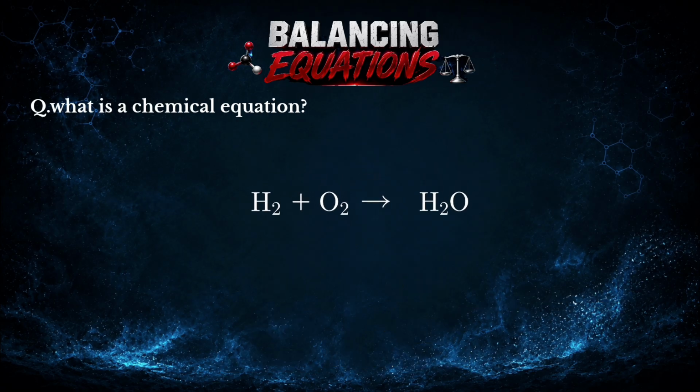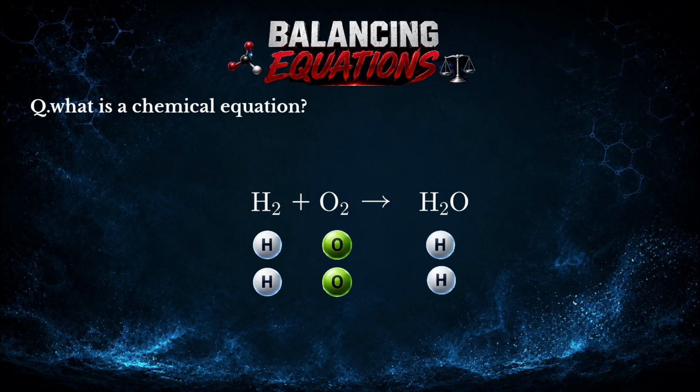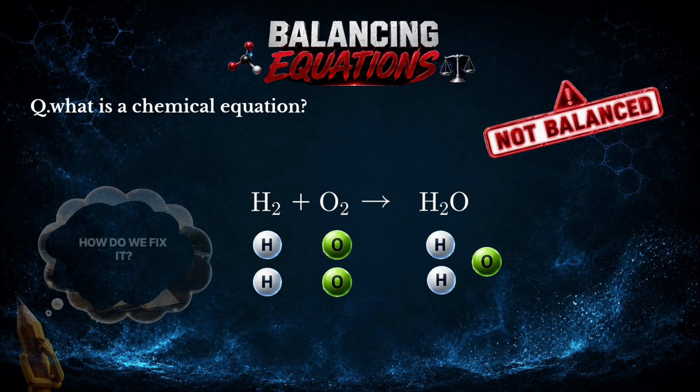Let's count the atoms. On the left side, there are 2 hydrogen atoms and 2 oxygen atoms. On the right side, there are 2 hydrogen atoms but only 1 oxygen atom. Since the oxygen atoms don't match, the equation is not balanced. So, how do we fix it?